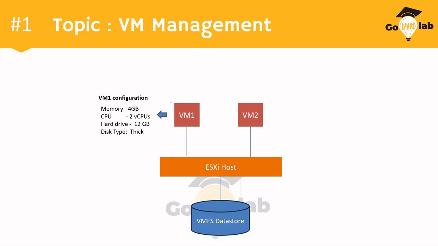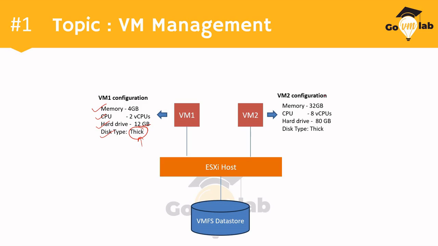Now let's look at the VM configuration. VM1 has memory assigned as 4 GB, CPU assigned as 2 vCPUs, hard drive assigned as 12 GB, and the disk type is thick. This means the virtual machine has 4 GB memory with 2 vCPUs, and a 12 GB hard disk configured with thick provisioning.